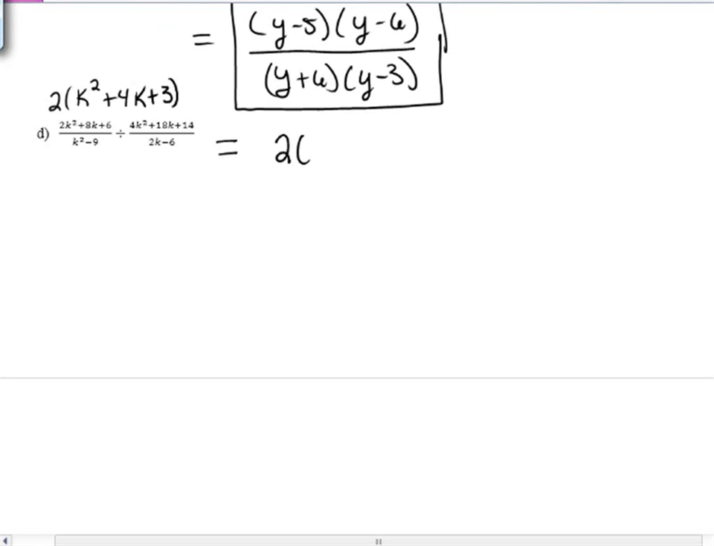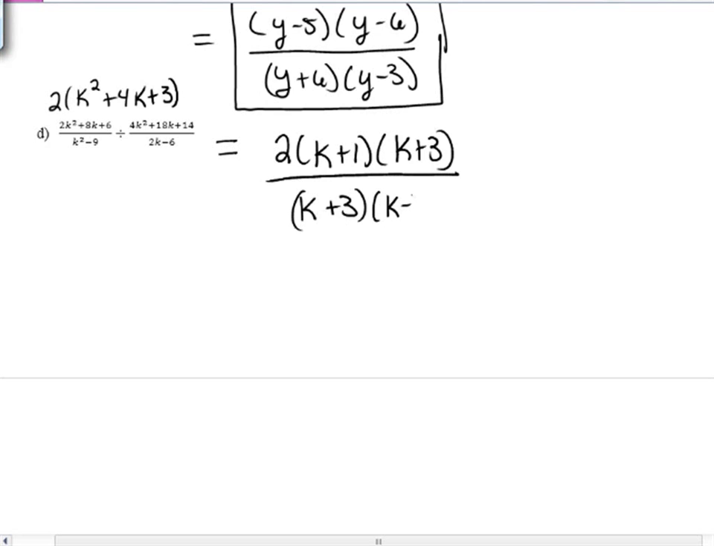So we'll have 2 times, we want to factor 3, so the sum gives us 4. That'll be k plus 1 times k plus 3. And our bottom is the difference of two perfect squares. That factors as k plus 3 times k minus 3. Turn the division to multiplication. So the new top is going to be the 2k minus 6, and we can factor a 2 out of that. That will be 2 times the quantity k minus 3. And on the bottom, we'll put what used to be on the top here.